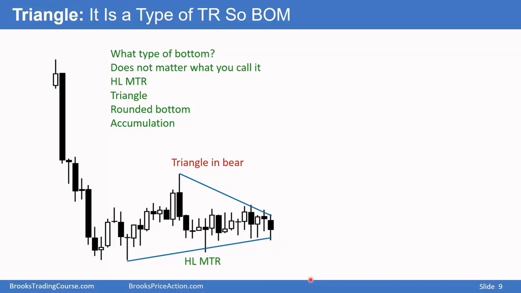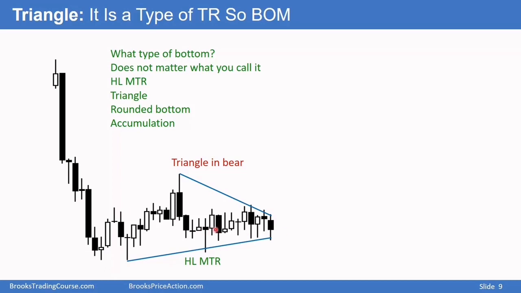What type of bottom is it? It doesn't matter what you call it. You can call it a double bottom, higher low, major trend reversal here. You can call it a double bottom, higher low, major trend reversal there. You can call this a low 2 short, leg 1, pullback, leg 2. You can call it a triangle. You can call it a rounded bottom. You can say there's accumulation going on. It doesn't matter what you call it.